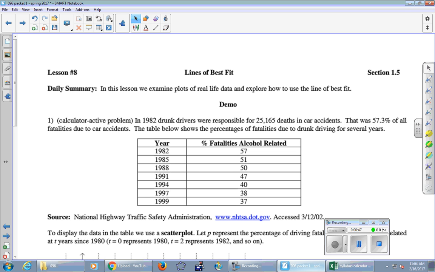So let's just examine some of the data here. 1982. Like we said, 57% of the deaths in car accidents were due to drunk driving accidents. In 1985, it was 51%. 1988, it was 50%, and what kind of a trend do we notice here in this data? It's going down, right? The percentage of deaths in car accidents that are due to drunk driving has decreased.